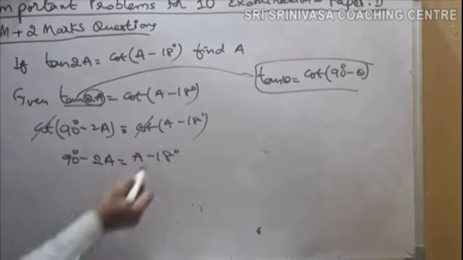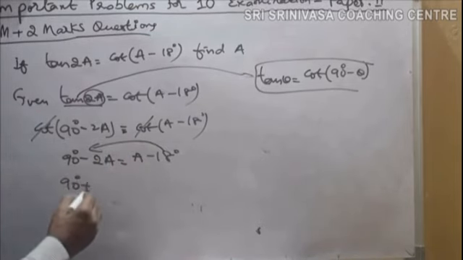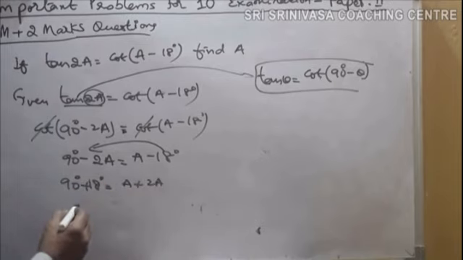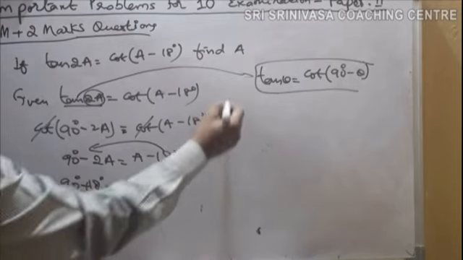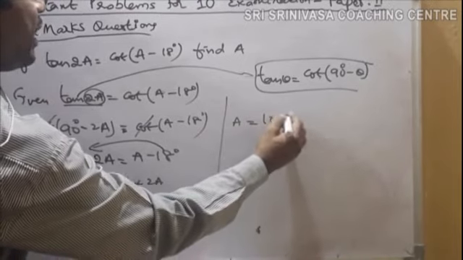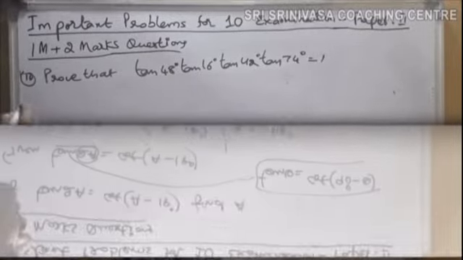So let me shift minus 18 to this side. So 90 plus 18 degrees equals a plus 2a. So here 108 degrees equals 3a. A equals 108 degrees by 3. So a equals 36 degrees. Let us go for the next sum.